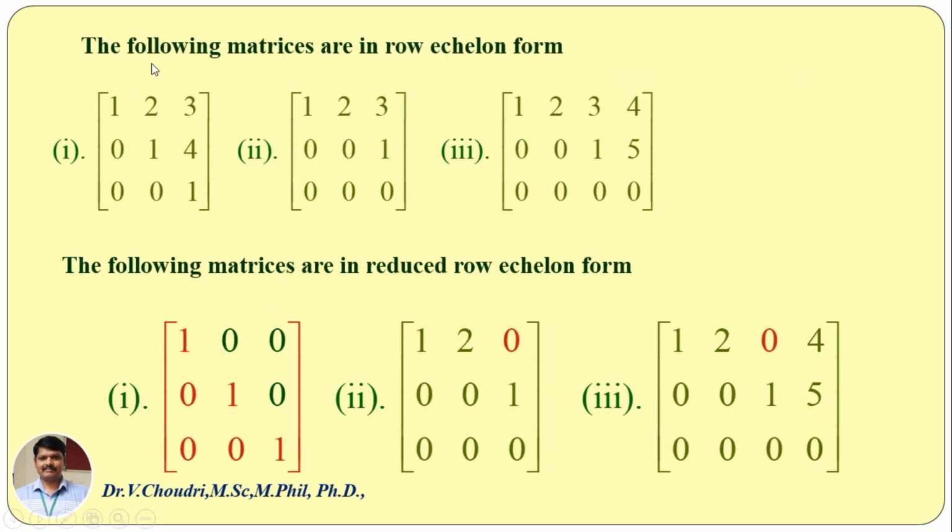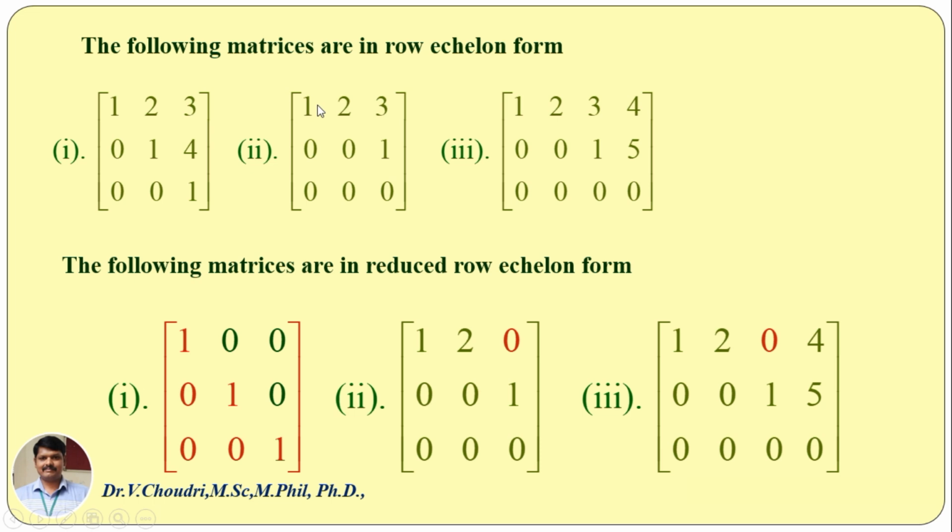See, the following matrices are in row echelon form. See the matrix 1, 2, 3, 0, 1, 4, 0, 0, 1. See the first entry 1. Suppose in the place of 1 we have 3 or 4 also, it is correct only. See the leading diagonal elements. Below these leading diagonal elements are 0, 0, 0. Now that is row echelon form.